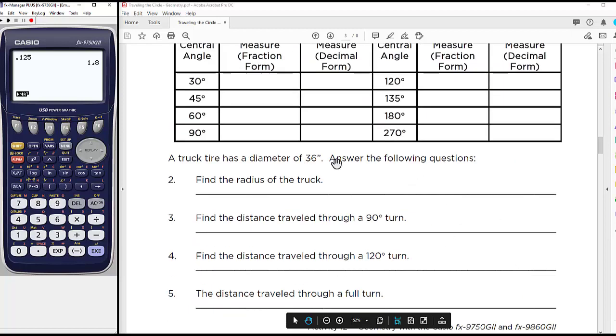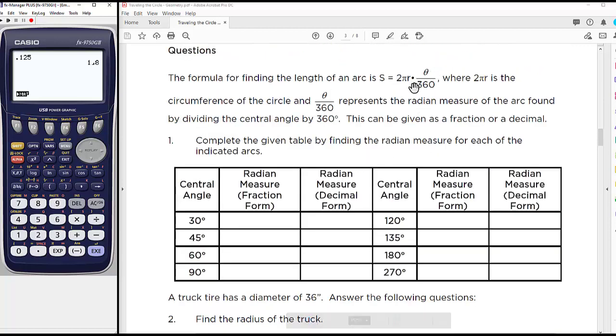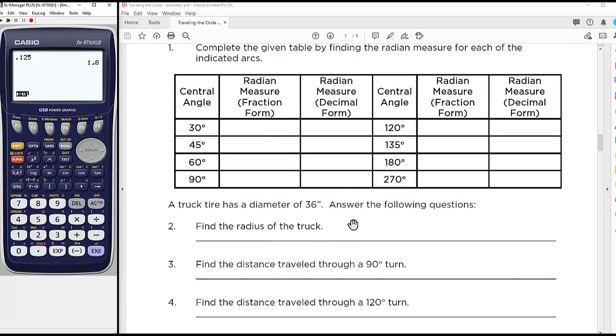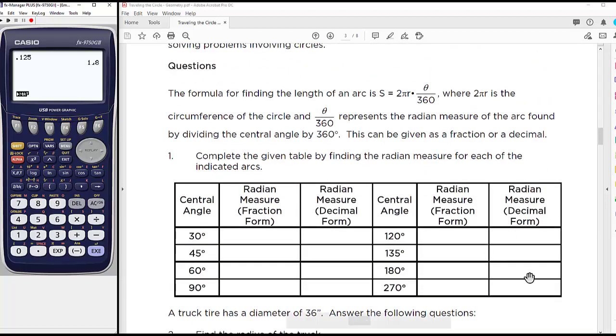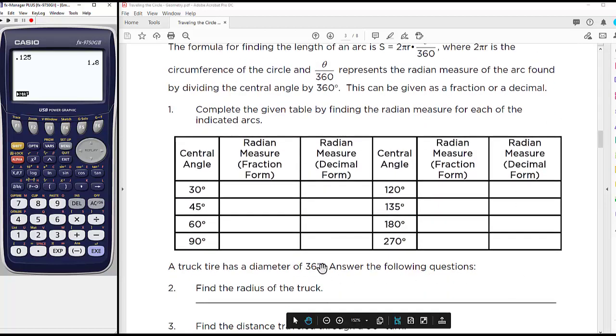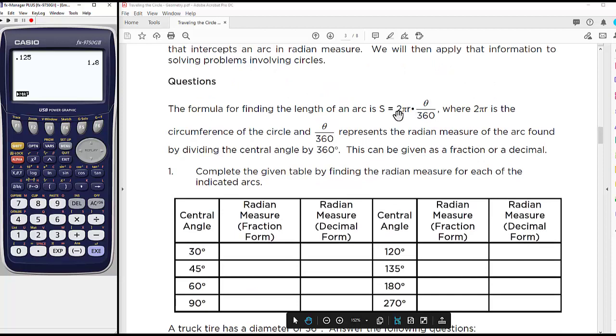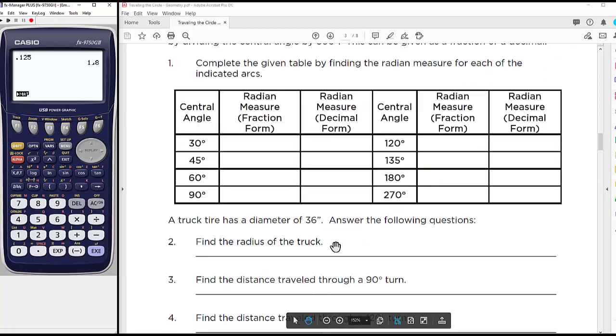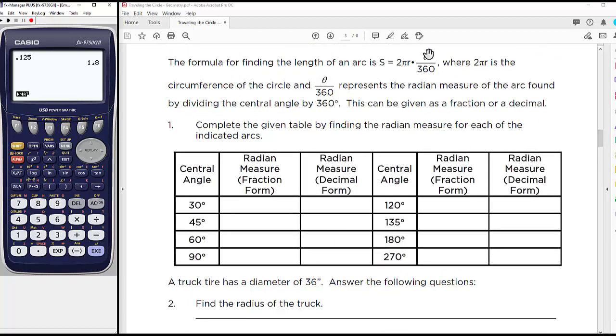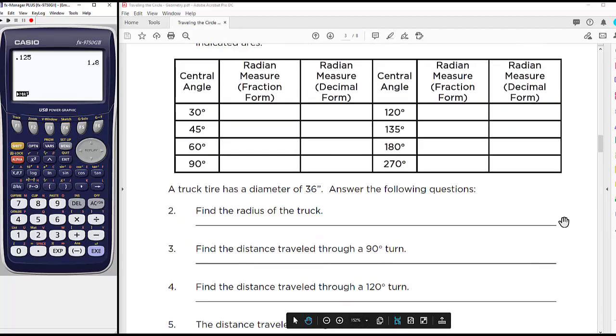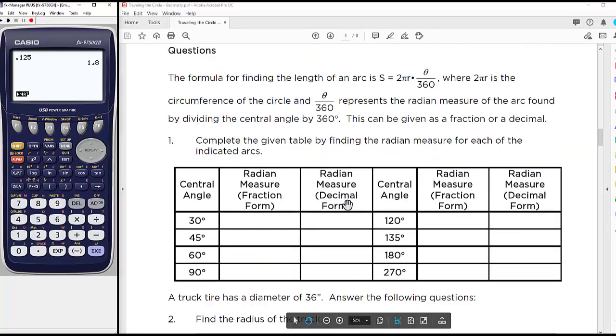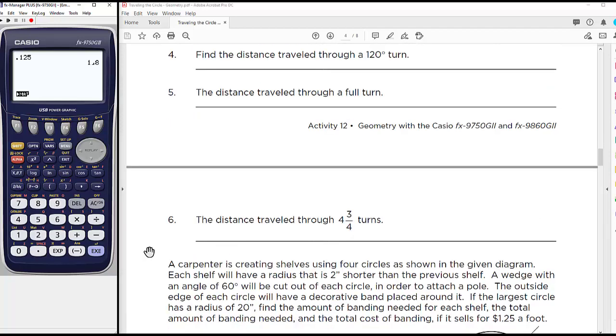The students are basically using this to help them. They're going to use this formula to figure out how far an arc has measured. So the diameter, if we look up the formula, 2 pi times radius. If I am given a diameter, I'm going to be using half of that, right? And then the degree measures that we've calculated up here. The rest of this activity is really just doing calculations.